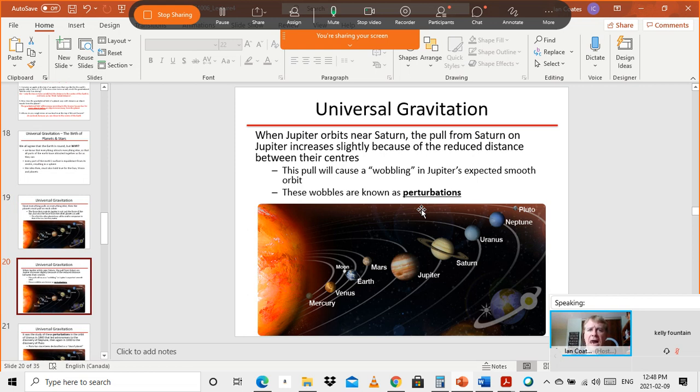All right. When Jupiter orbits near Saturn, the pull from Saturn on Jupiter increases slightly because the distance has been reduced. Sometimes the planets come, not in close contact, but closer contact, so there's this gravitational interaction. When these planets come closer together than normal, it causes this wobbling effect, and these wobbles are known as perturbations. Okay, and we can measure them and predict them, and they're there.